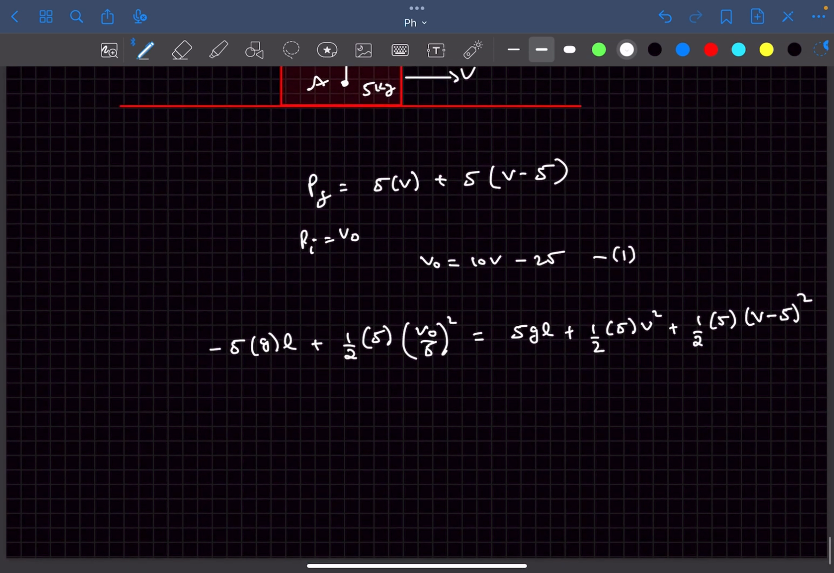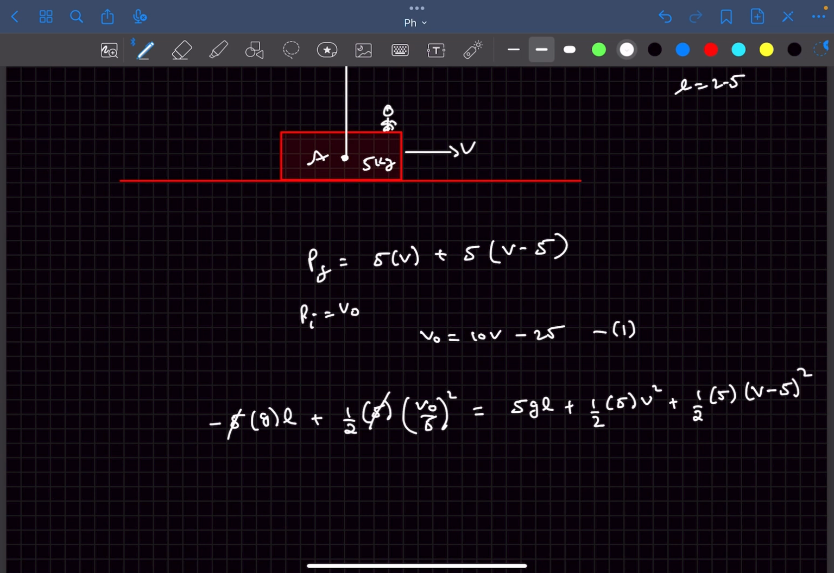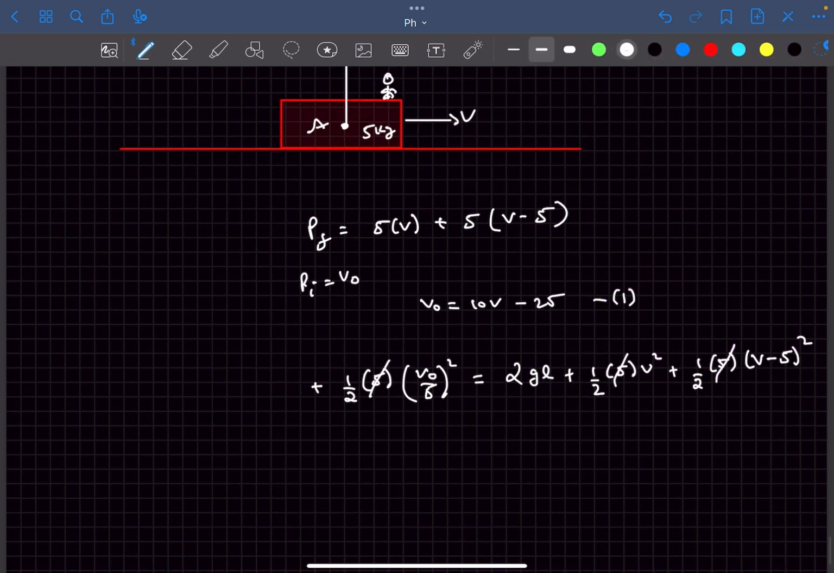So now solving both these equations, we can get the value of V0. We can cancel out the 5s pretty easily. This gL will go on the other side and this would become 2gL. If I cancel out all the halves, then this would become 4gL. And the value of gL is 25. So 25 times 4 is going to be 100.